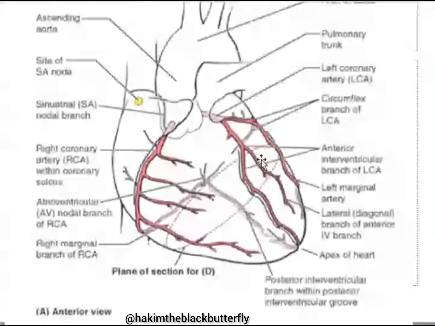The circumflex will go and give off a branch on the left border, known as the left marginal artery, supplying the left ventricle. Then it will curve and go to the posterior surface to supply the left atrium, because the left atrium forms the posterior surface. And finally, it will go and anastomose with this one. This one is the transverse branch, which came from the right coronary, and they will anastomose. That is the blood supply of the heart.